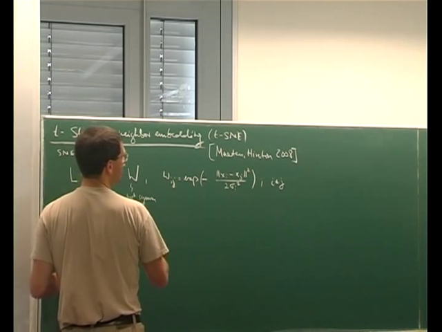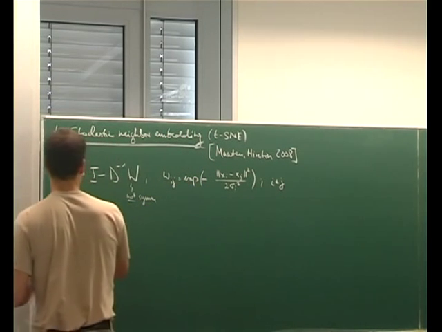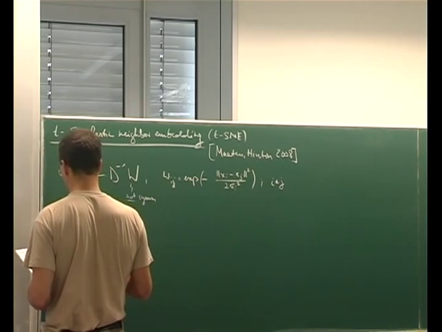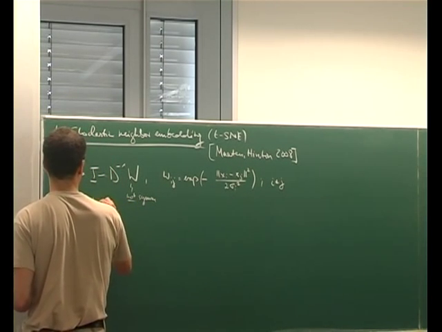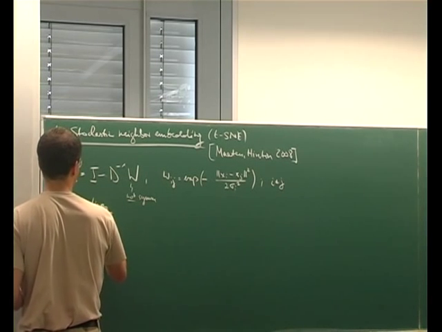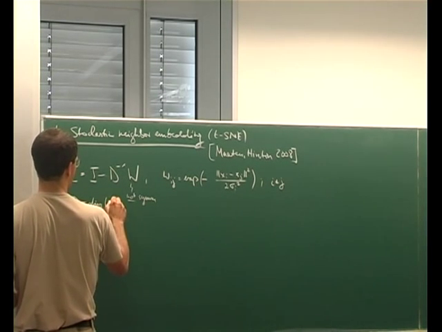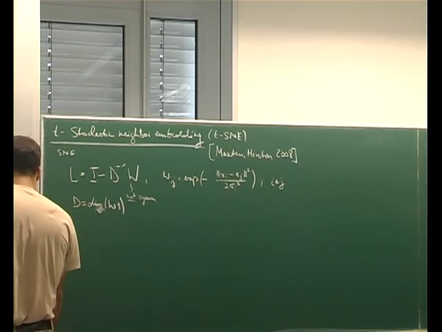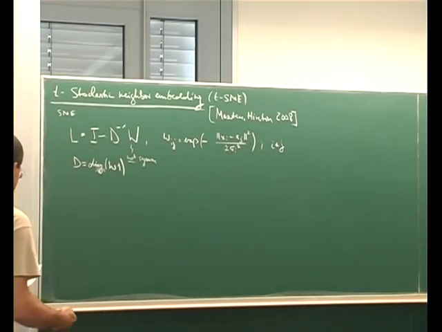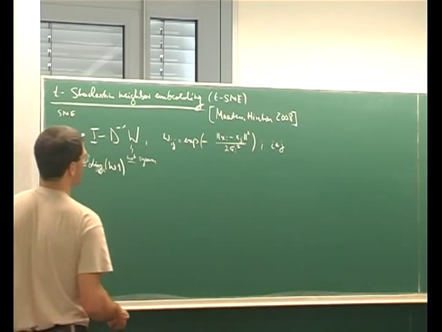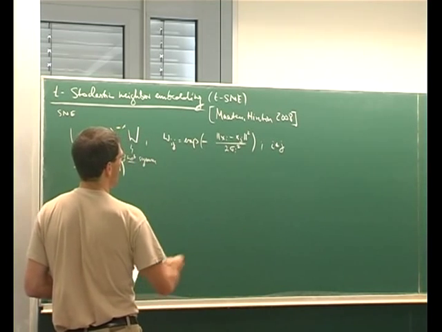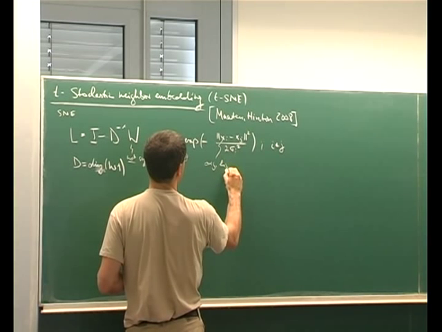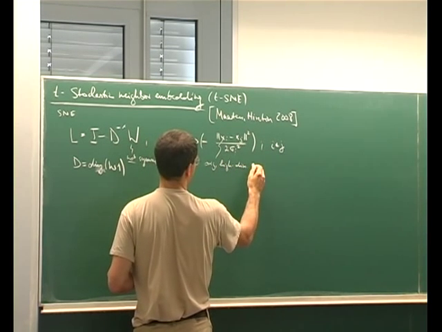On the other hand, D is defined as you would by now expect. D is just the sum over the rows, so a diagonal matrix. This is defined on the original high-dimensional observations. And so X are the original high-dimensional data.